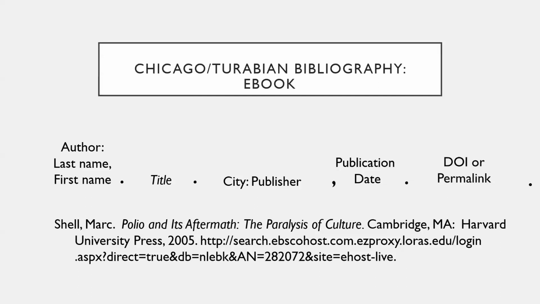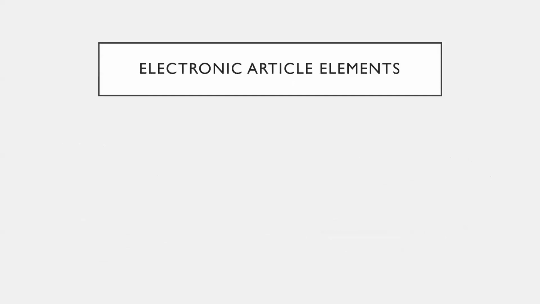All right, so next we are going to talk about electronic article elements. This is largely if you're using scholarly articles from a database, this will be what you will be citing. I know a lot of you are encouraged to use articles from a database, so this is one that I would really pay attention to. There are a few more elements in it, so I'm going to introduce the elements.